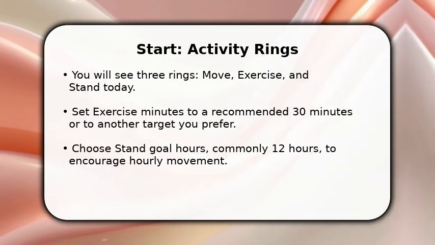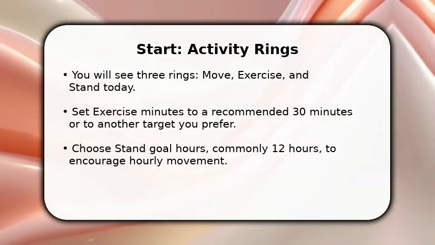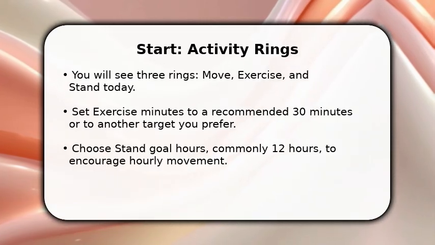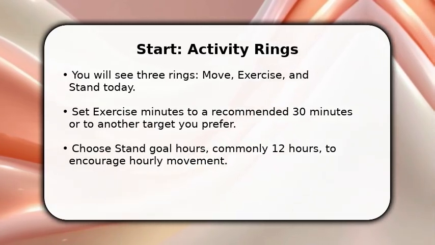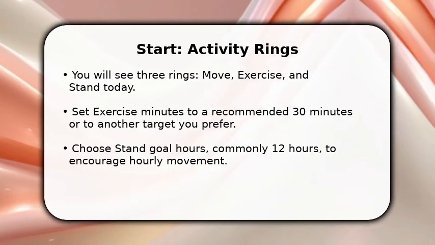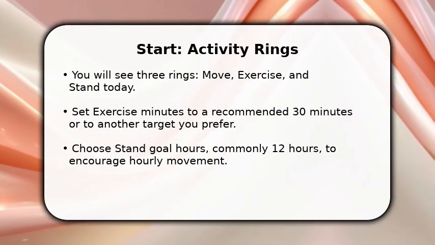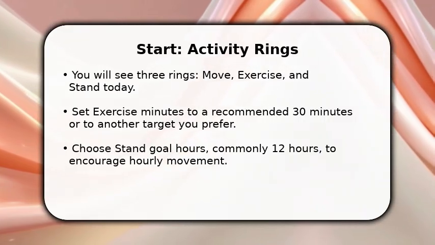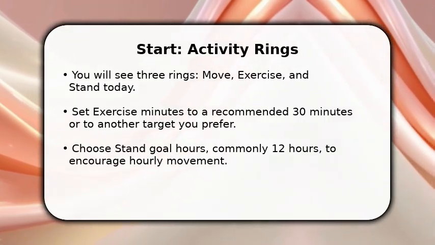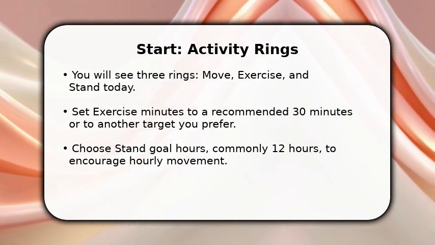Use the digital crown to increase or decrease the number value smoothly. Set exercise minutes to a recommended 30 minutes or to another target you prefer. Choose Stand goal hours, commonly 12 hours, to encourage hourly movement. Confirm and your watch will track progress, sending reminders and celebrating completed rings.